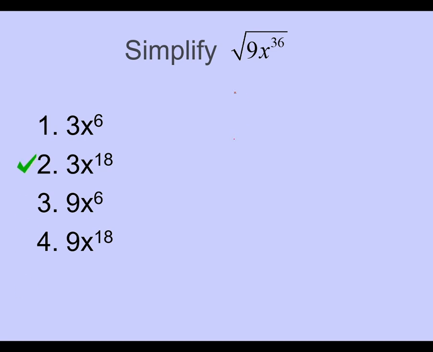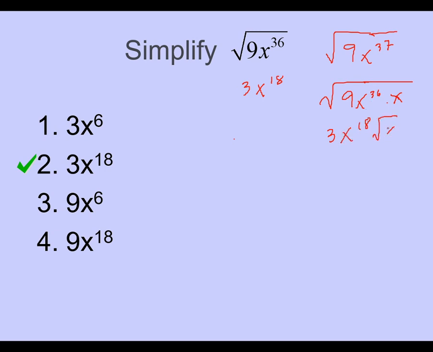Number 2. So, square root of 9 is 3. Then, half ng 36 is 18. Kung siya ay 37, let's say, ang question is 9x raised to 37. So, may sobrang isa, no? So, 36, separate lang kayo ng isa. 36, tapos separate nyo yung isa. Square root of 9 is 3. This is x raised to 18. Di bukod nyo lang si square root of x.